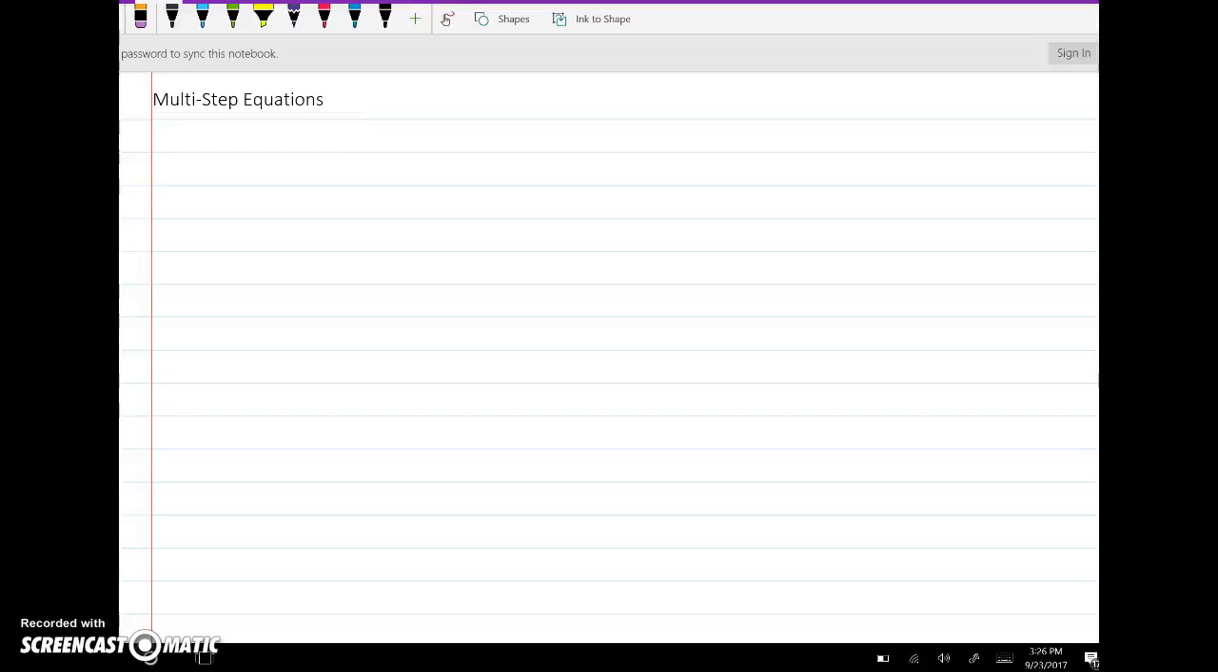Good evening. Today we're going to talk about multi-step equations. These are equations that take more than 2 steps in order to solve.